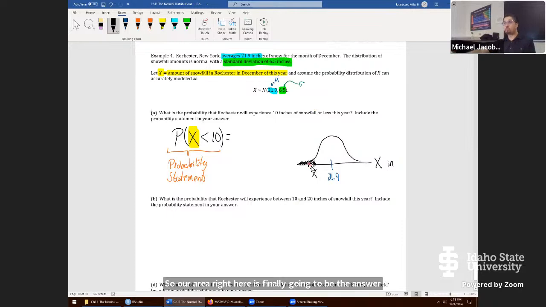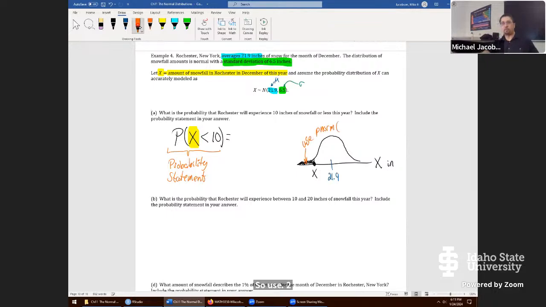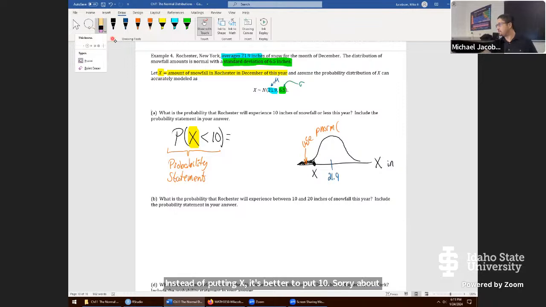Because we're looking for area, we're going to be using the p-norm function. So use p-norm. Let's write out what we put in here. Oh, and I did put X. That's a little bit weird. Instead of putting X, it's better to put 10. Sorry about that. Let's put in the actual inputs to the p-norm that you would use.